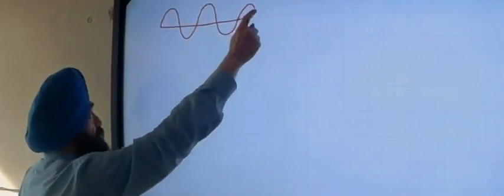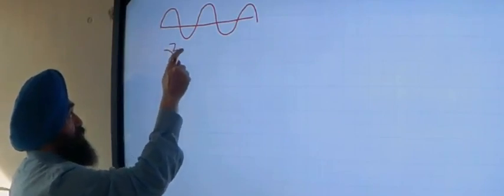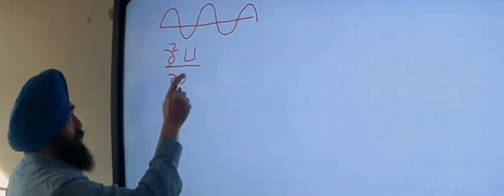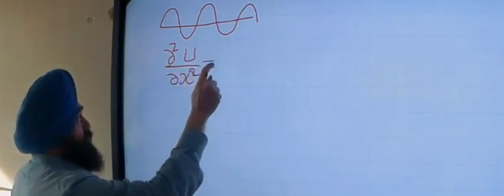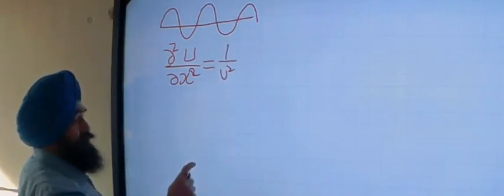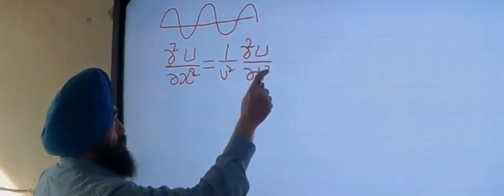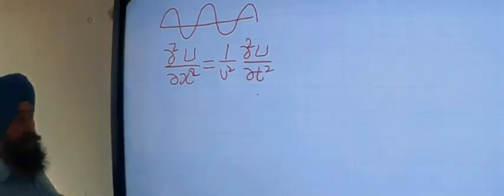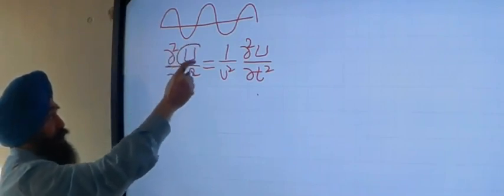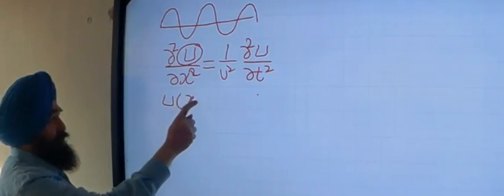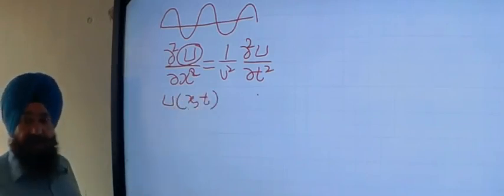When we discuss some wave, maybe an EM wave or matter wave, we have to write first of all the wave equation. And what is the wave equation? The wave equation is ∂²u upon ∂x² equals 1 over v squared ∂²u upon ∂t². This is a wave equation, and it tells that u is a function of x and t. u varies with x, u varies with time.